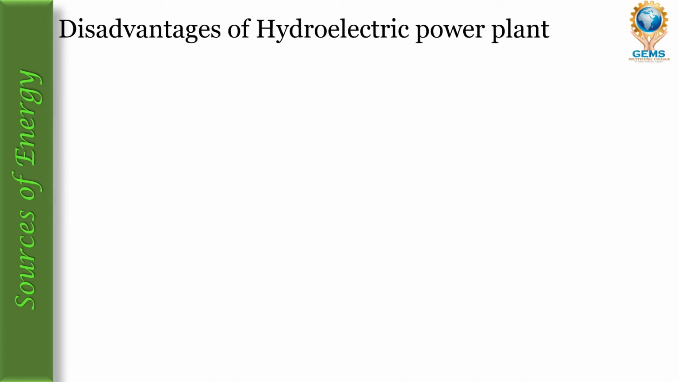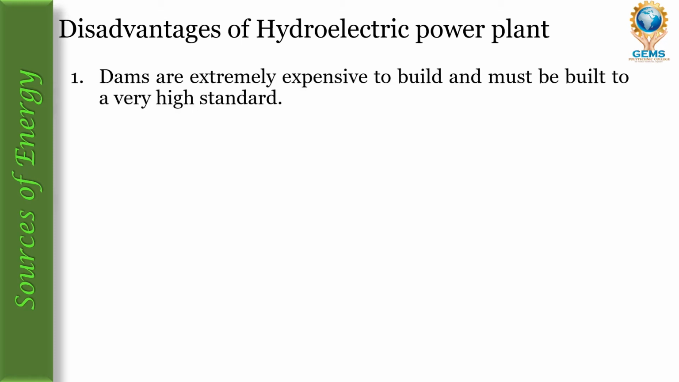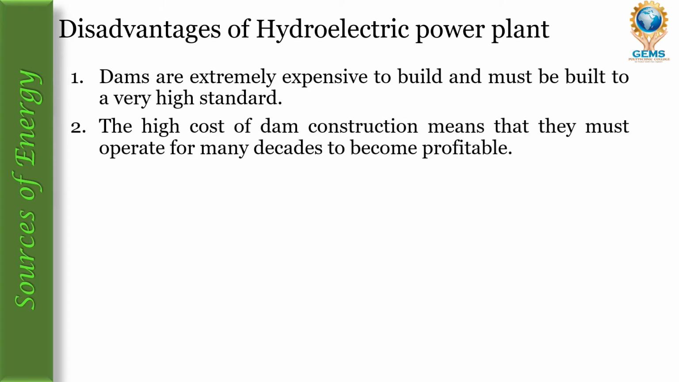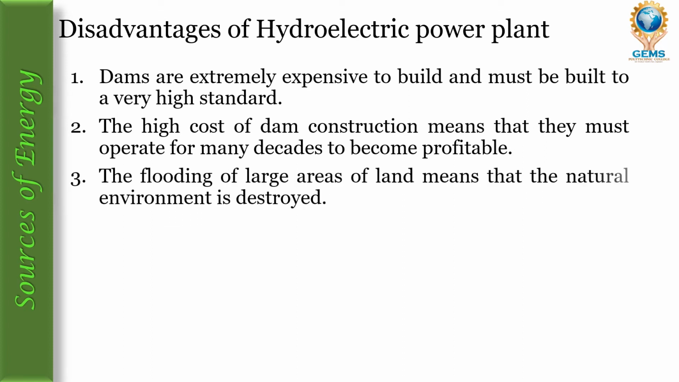Now let's see the disadvantages of a hydroelectric power plant. Dams are extremely expensive to build and must be built to a very high standard. The high cost of dam construction means that they must operate for many decades to become profitable. The flooding of large areas of land means that the natural environment is destroyed. If you are constructing a large dam, it means flooding a large area of land, so the forest under this area must be destroyed.